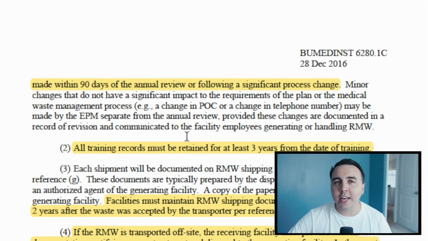However, if there is a difference or change, such as a contract change, different procedures, a COVID regulation thing, whatever it might be, you need to have those changes updated within 90 days of the annual review or the following significant process change. So 90 days. Keep that in your head. Sounds like a test question.